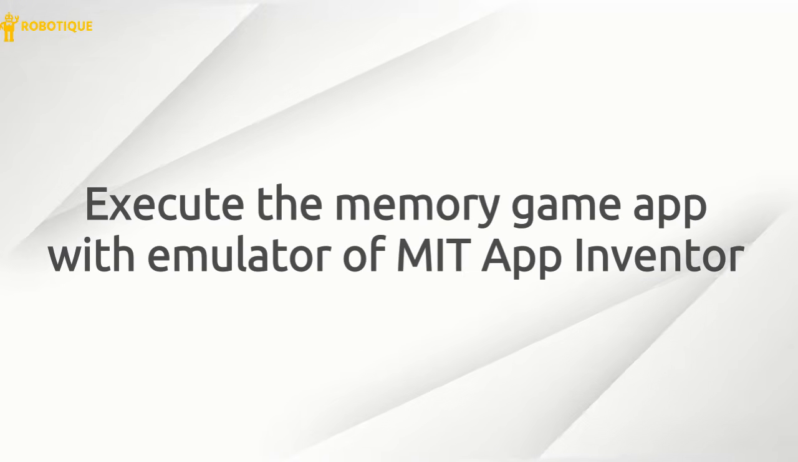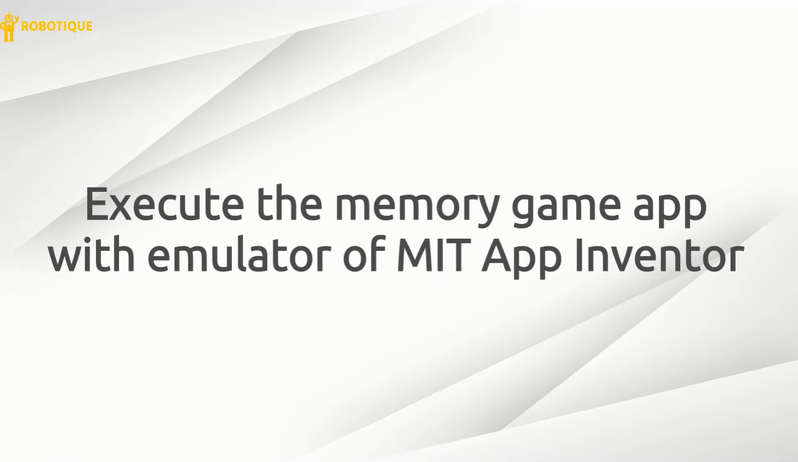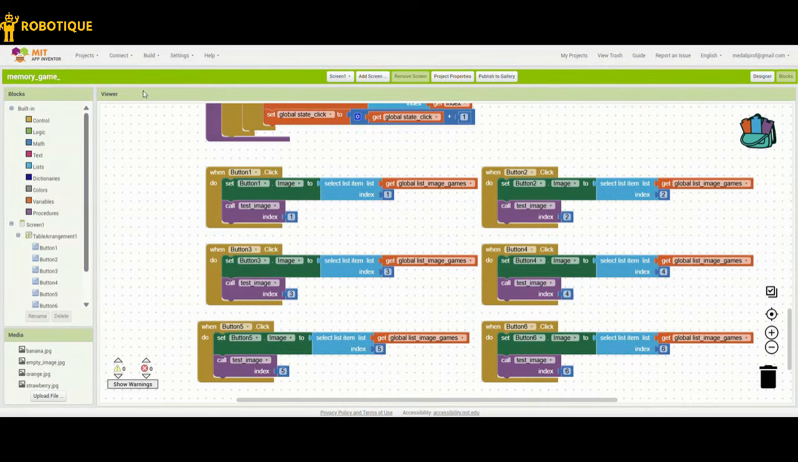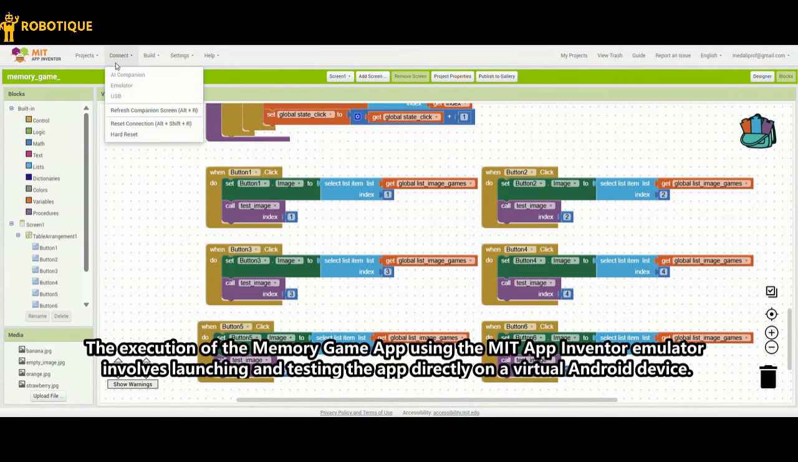Execute the memory game app with the emulator of MIT App Inventor. The execution of the memory game app using the MIT App Inventor emulator involves launching and testing the app directly on a virtual Android device.